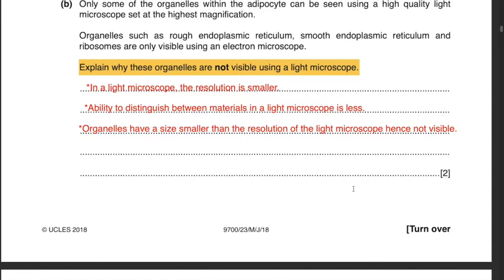You have to link the resolution with the ability to distinguish between materials. If the resolution is greater, then the ability to distinguish between materials is high. If it is smaller, then it is the opposite. As well as, organelles are not visible because they have a size smaller than the resolution of the light microscope, and that will earn you 2 marks.